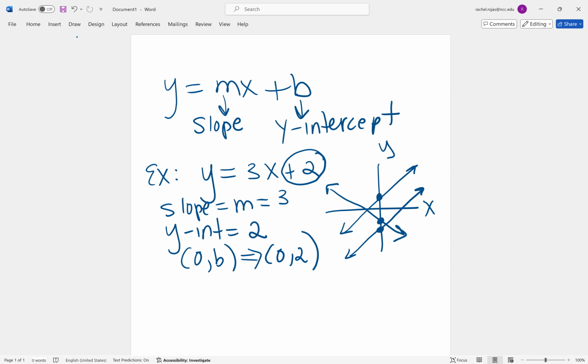Now I want to interpret the slope as well. So slope is just a rate of change.